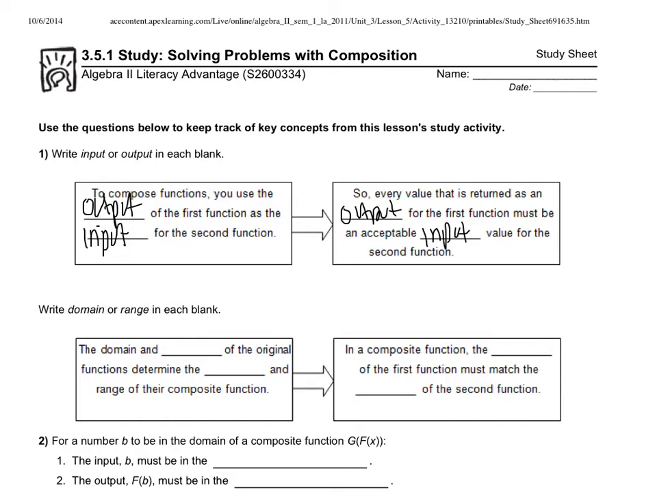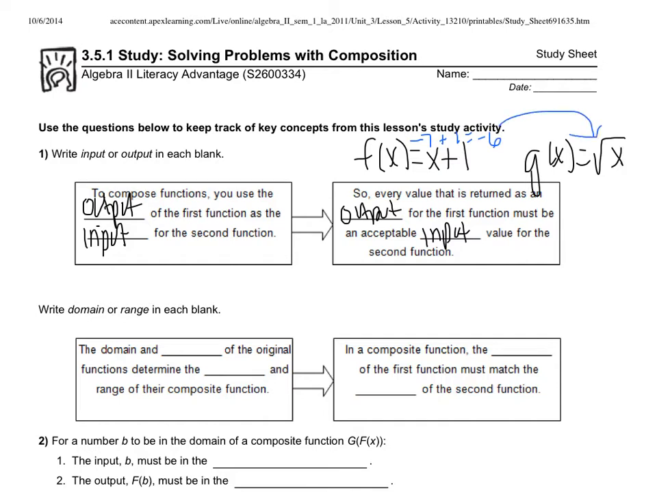What that's saying is if my first function was f of x equals x plus 1, and my second function was g of x equals the square root of x. Well, if I plugged in negative 7 for x, negative 7 plus 1 is going to give me negative 6. And if I tried to put that in g of x, it wouldn't work because I cannot take the square root of negative 6 without using imaginary numbers. It's not going to give me a real answer.